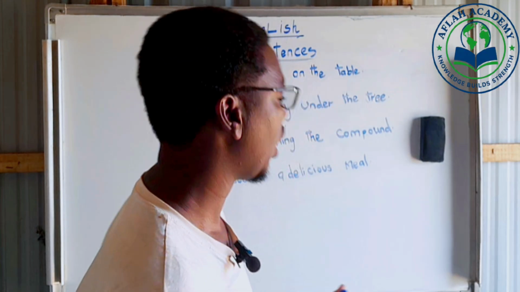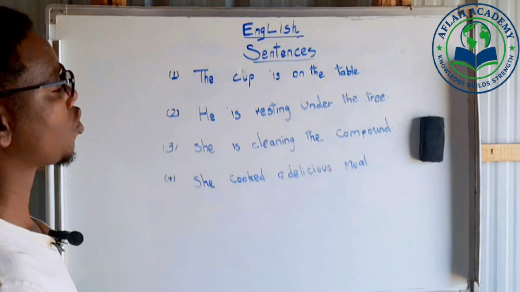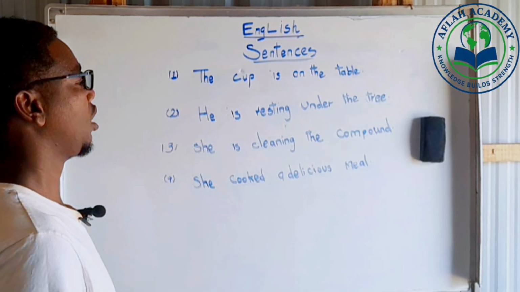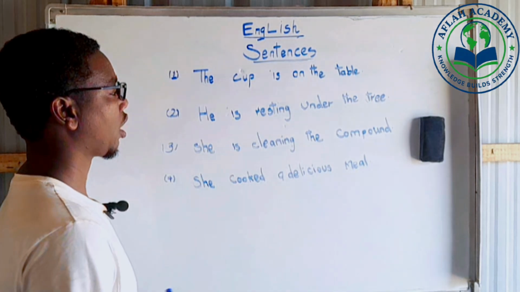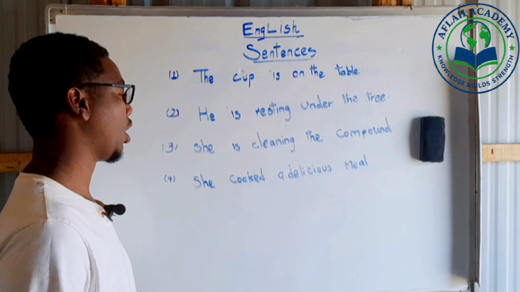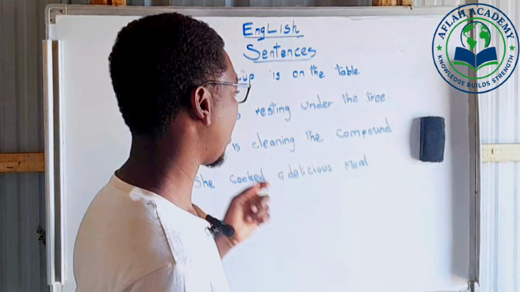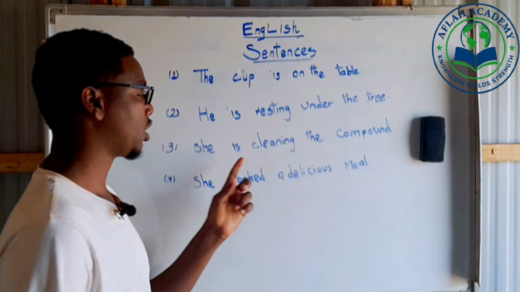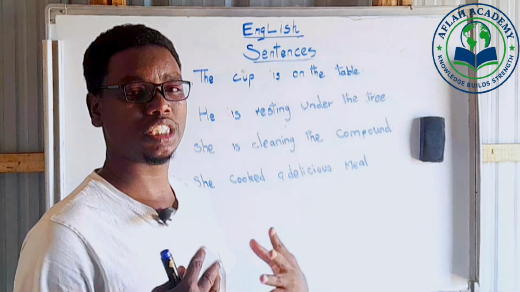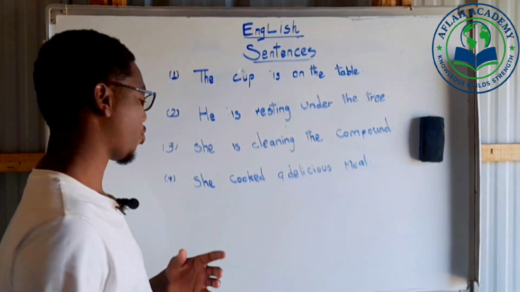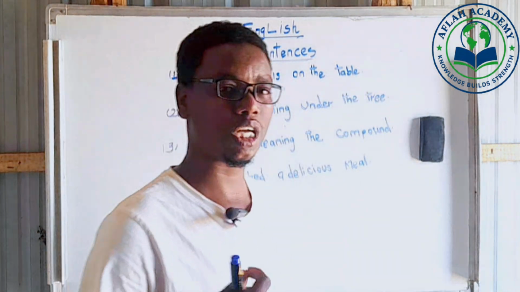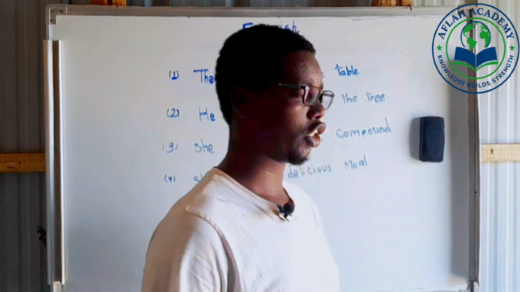Let's go ahead, and here we have: the card is on the table. The first sentence is saying the card is on the table. Number one, the card is on the table. Number two, he is resting under the tree. He is resting under the tree. Number three, she is cleaning the compound. She is cleaning the compound. Number four, she cooked a delicious meal. She cooked a delicious meal.